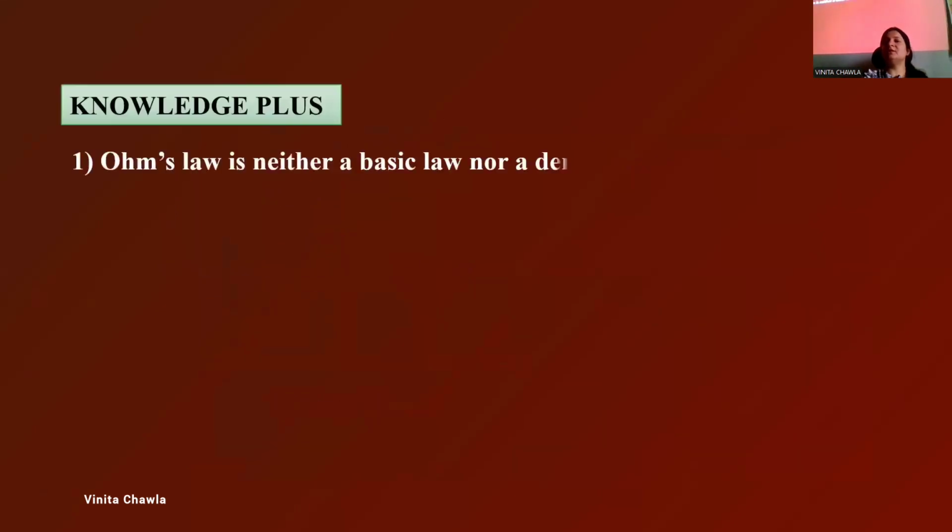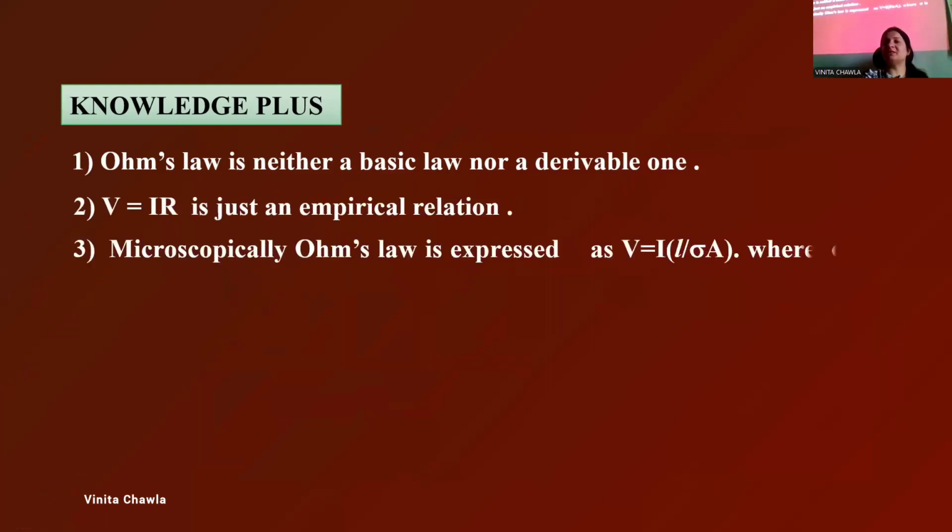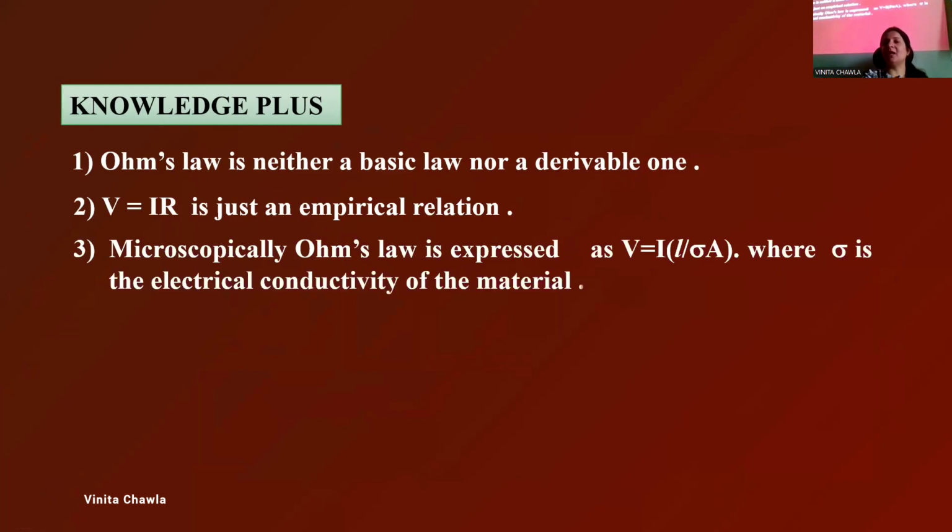Ohm's law is neither a basic law nor a derivable one. V is equal to IR is just an empirical relation. Microscopically, Ohm's law is expressed as V is equal to I into L by sigma A, where sigma is the electrical conductivity of the material. This we have discussed. J is equal to nevd and J is equal to sigma E. This we know, we have just found out.